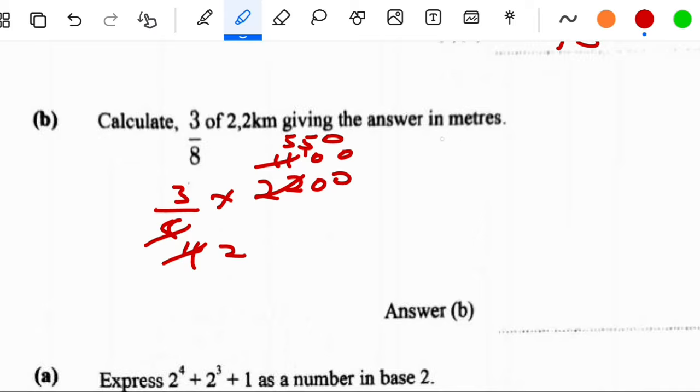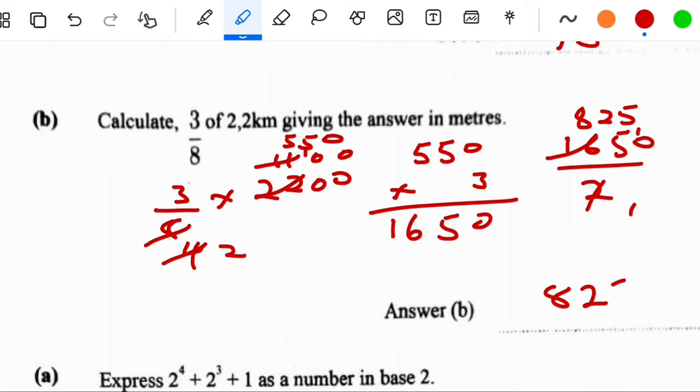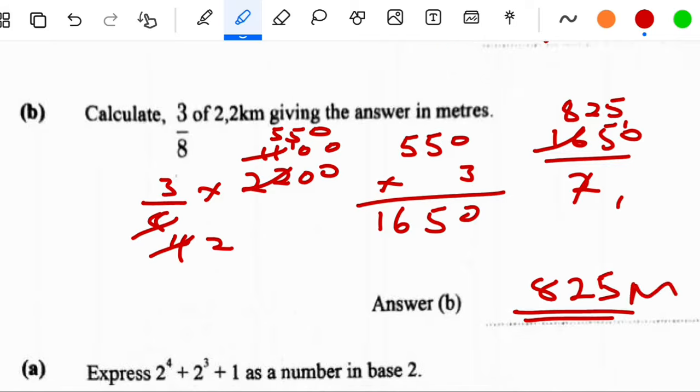Then I'm going to say 550 times 3 is going to give me 1650. Then this 1650 over 2 is going to be what? 2 into 5 is 2, remainder 1, into 10 is 5. So I'm going to get 825 as my answer there, meters.